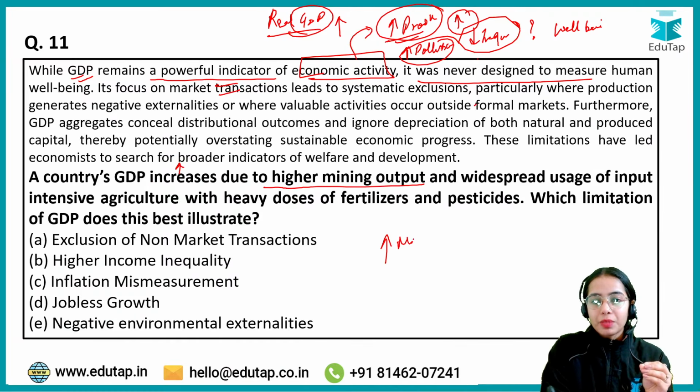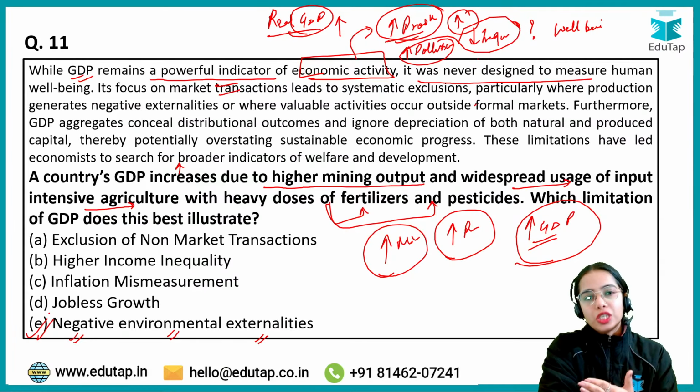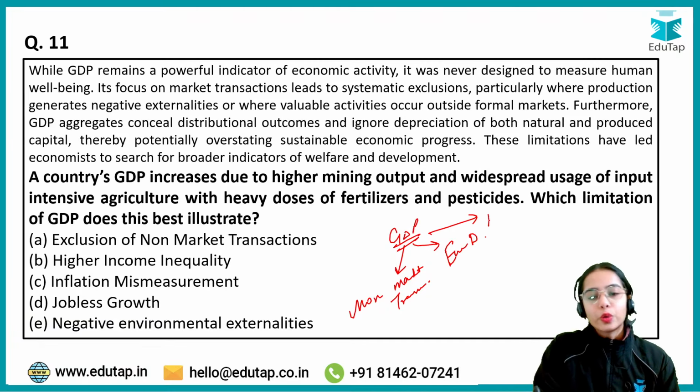If there is widespread usage of input intensive agriculture, that means heavy dosages of fertilizers and pesticides are being used to produce more. What is the problem here? The problem is negative environmental externalities. The environmental impact can be very, very bad. That is the idea that is not taken into account in GDP. So GDP has certain limitations. It does not take into account non-market transactions, environmental degradation, or resource depletion. Okay, so GDP has certain limitations.